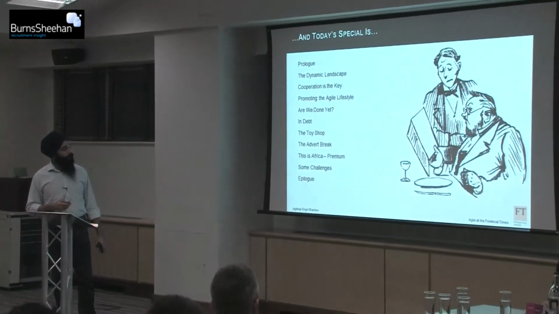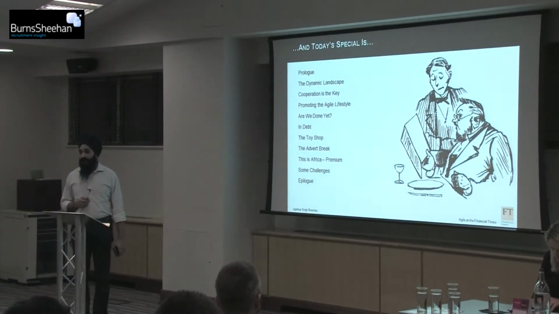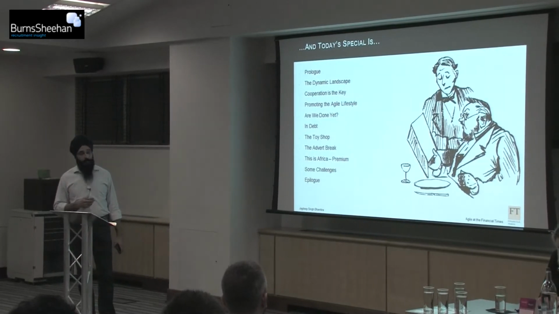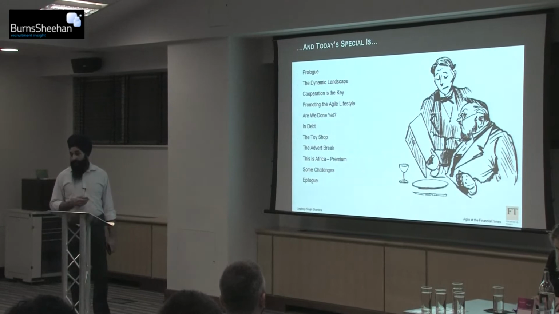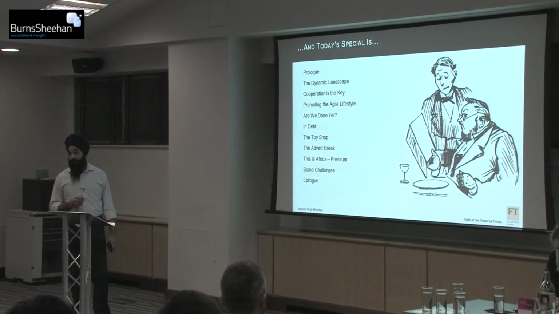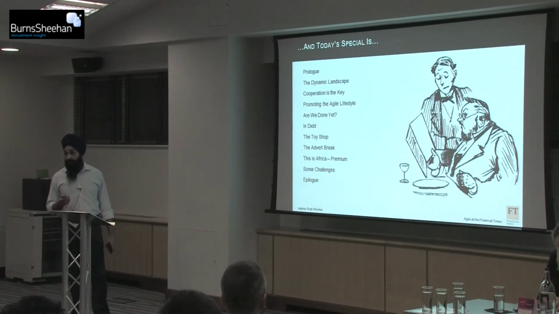So what's on the menu? What I'm hoping to do, before I actually speak about Agile at the FT, is to provide you a quick snapshot of the landscape that we're dealing in. The kind of challenges, both from a business perspective and a technology perspective as well. And on the back of that, the kind of decisions we make. And finally, I've got a couple of examples from some of our projects that we're running, one being the advertising program, and This is Africa, and some challenges that we're facing with those projects.